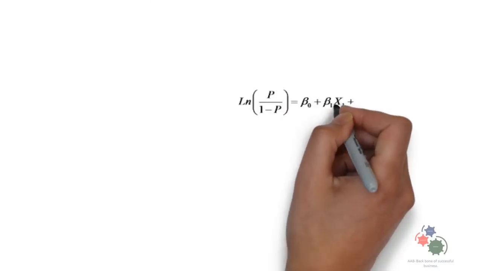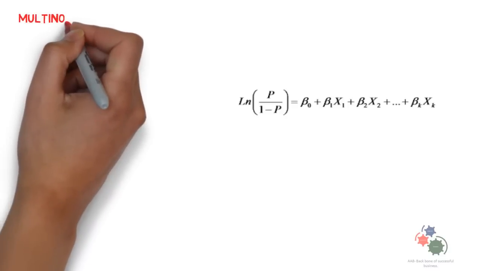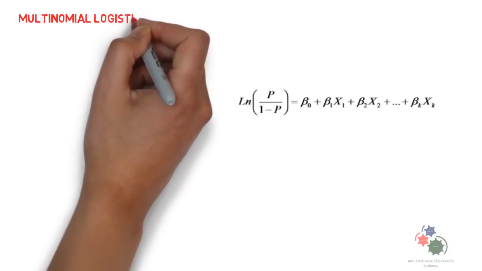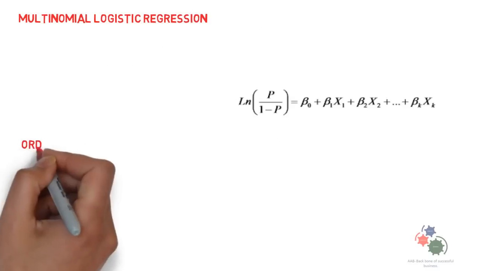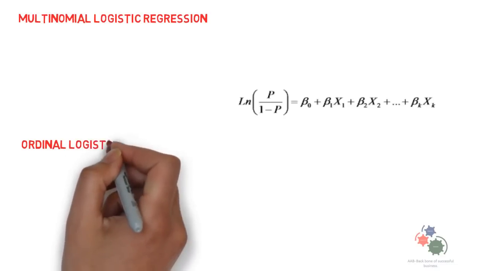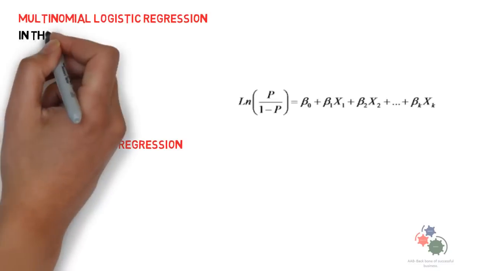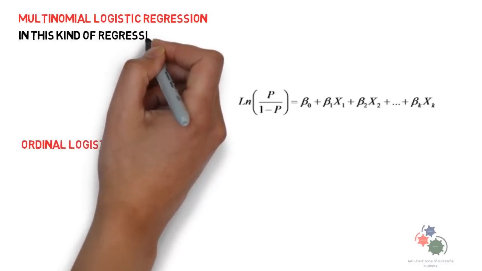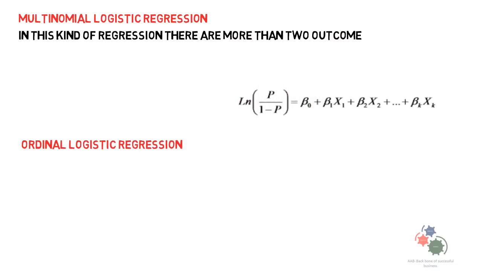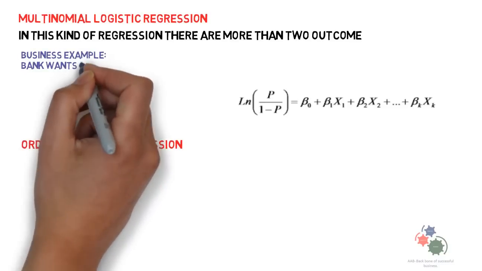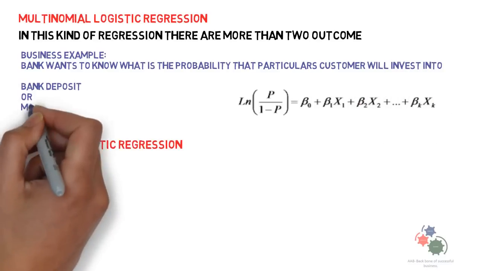Apart from simple logistic regression, there are many more types of logistic regression. Out of these, the most popular are multinomial logistic regression and ordinal logistic regression. Multinomial logistic regression: in this kind of regression, there are more than two types of outcome. Business example: a bank wants to know the possibility that a particular customer will invest in a bank deposit or mutual fund or bond.